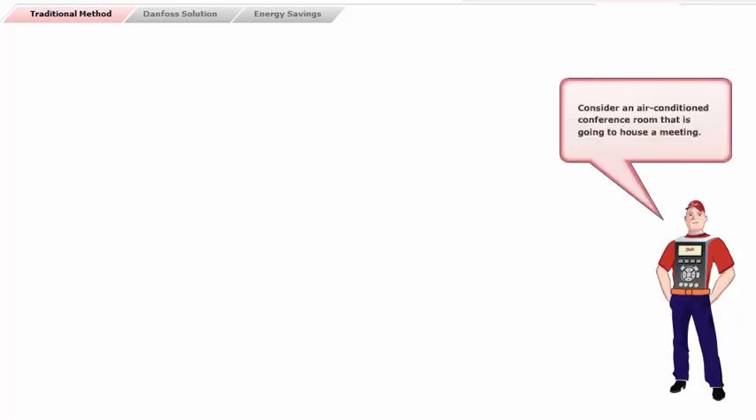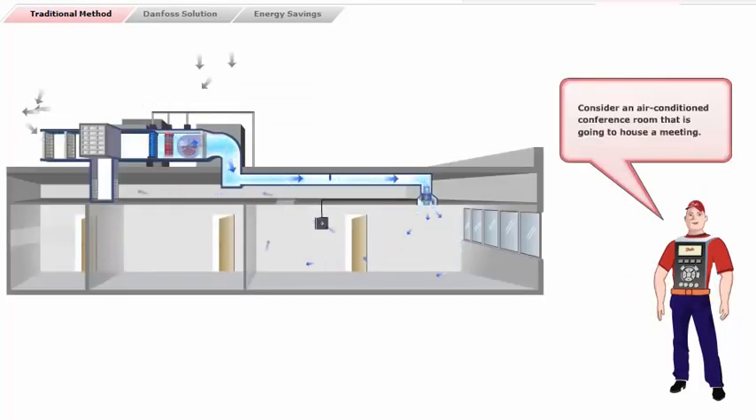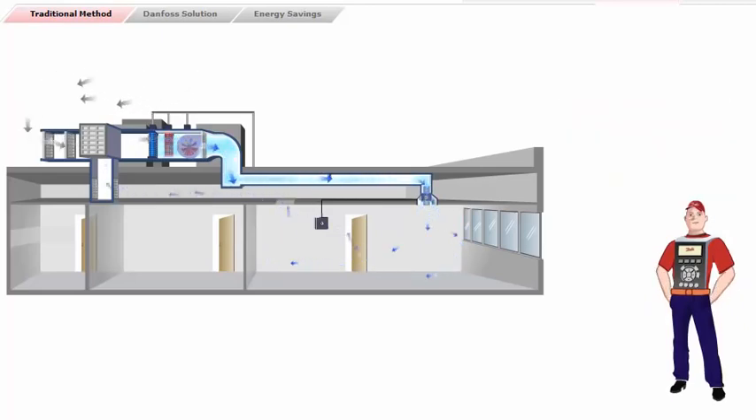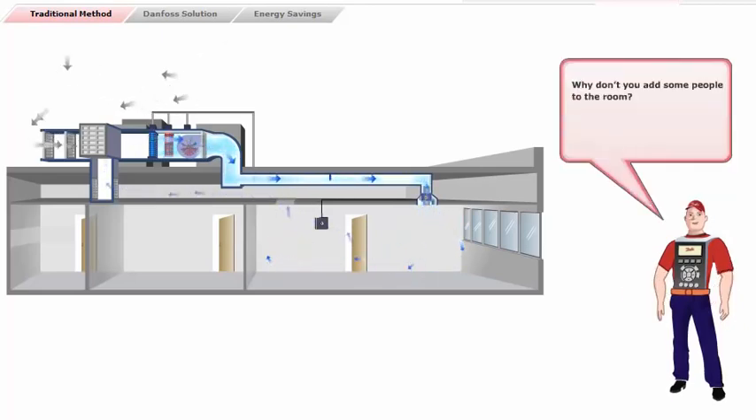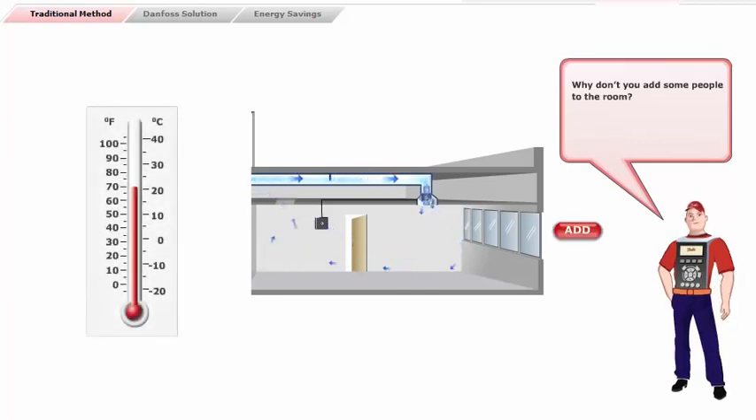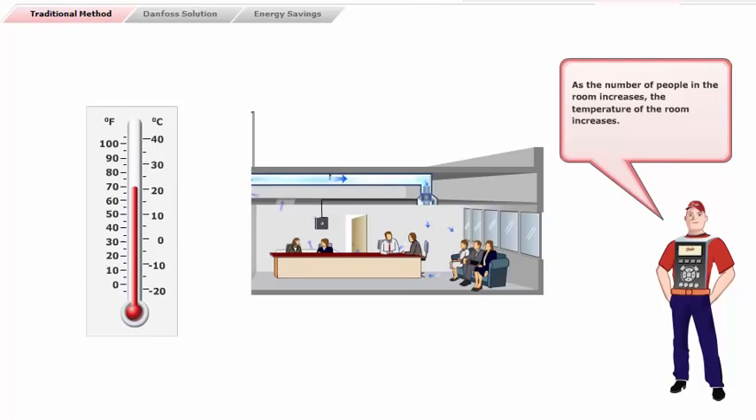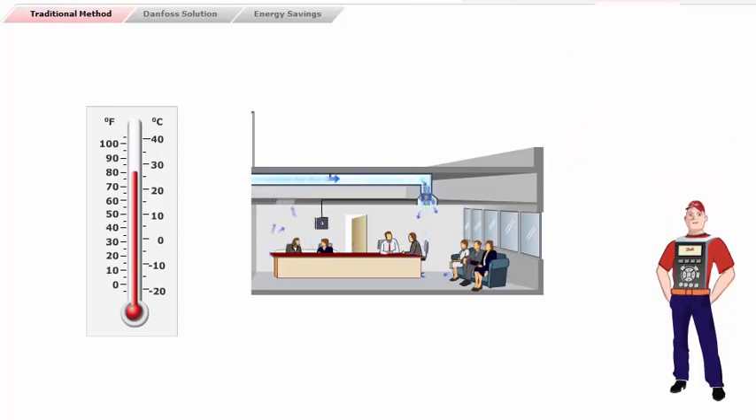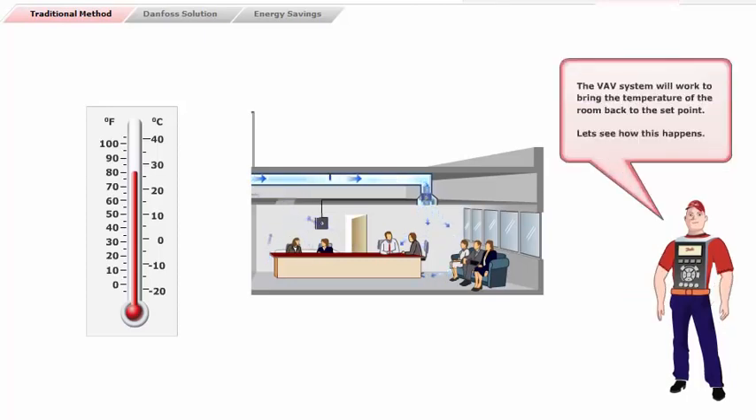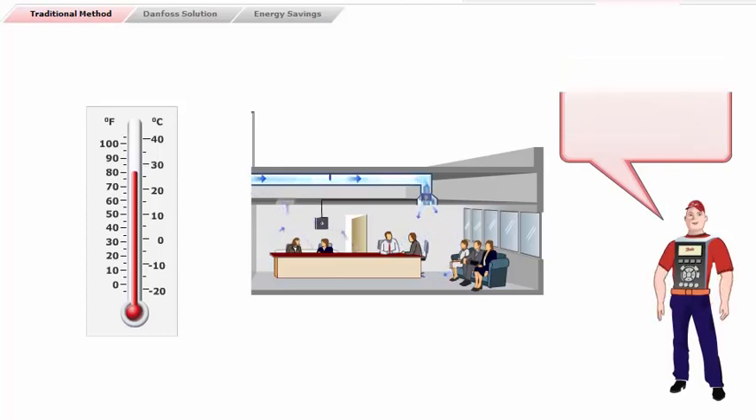Consider an air-conditioned conference room that is going to house a meeting. Why don't you add some people to the room? As the number of people in the room increases, the temperature of the room increases. The VAV system will work to bring the temperature of the room back to the set point. Let's see how this happens.